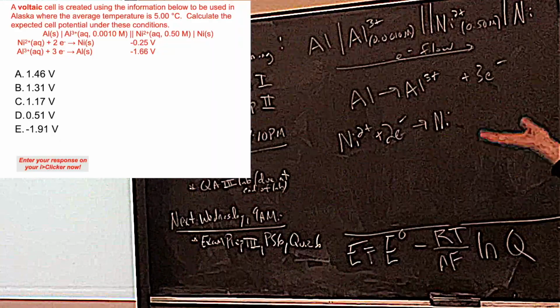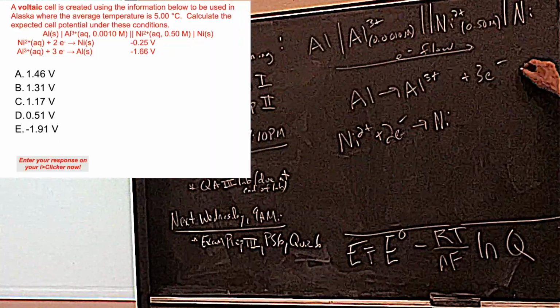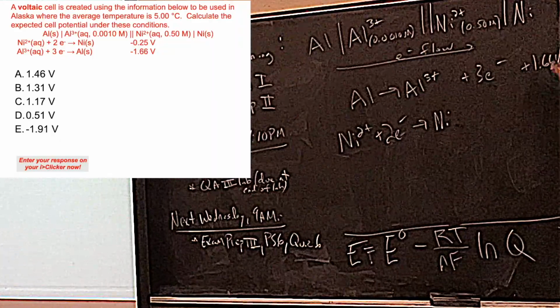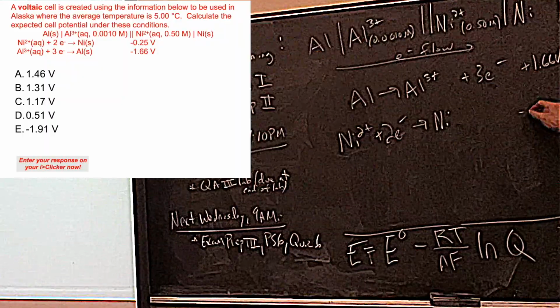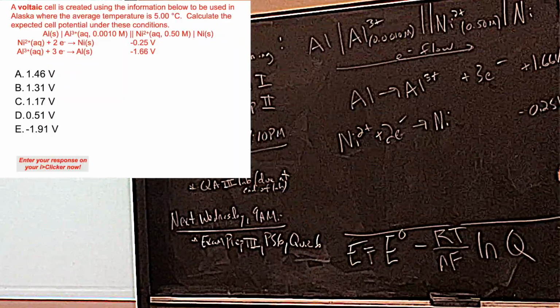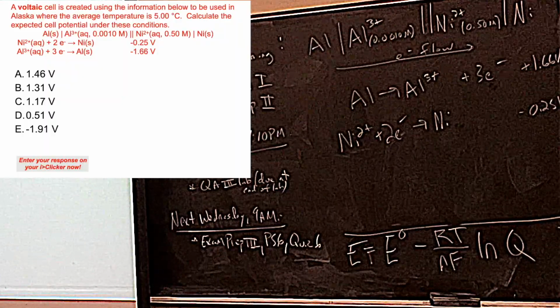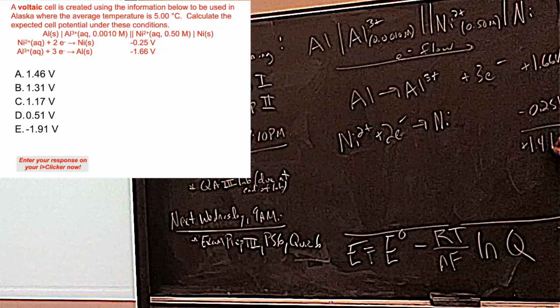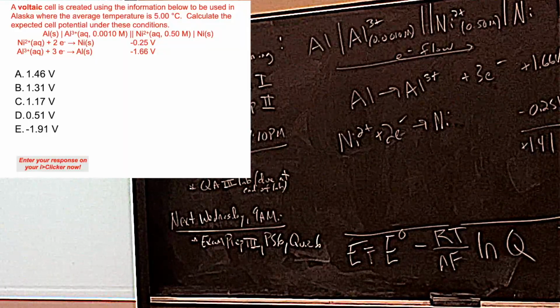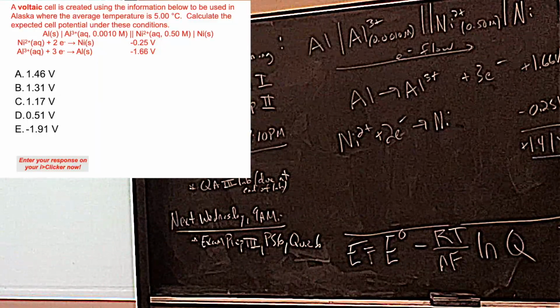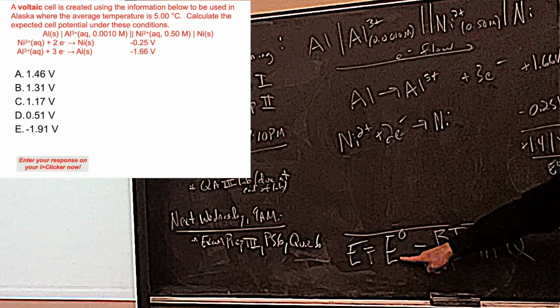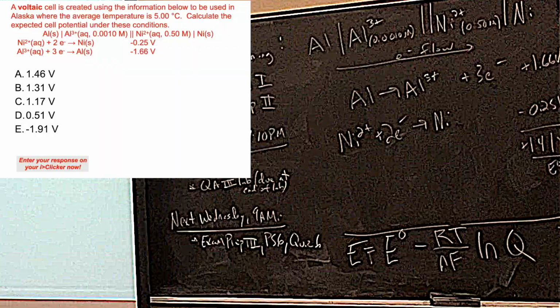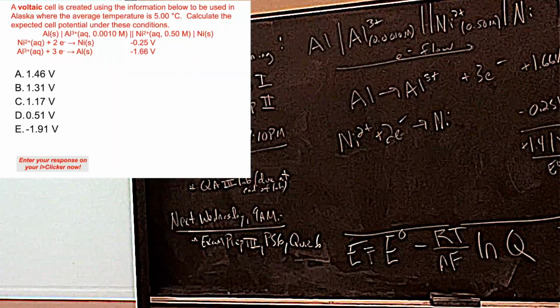So we're going to flip the aluminum definitely, make it a positive 1.66 volts. We'll then subtract the 0.25 volts because we haven't changed that. And then the overall cell, I think it comes out to be positive 1.41 volts. And this is E naught. This is the value that goes right there, okay? But we need to go a little further in this problem.